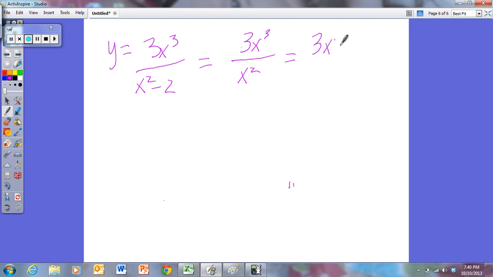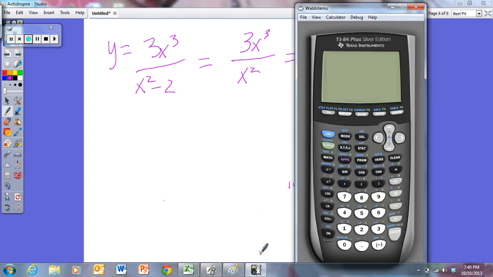And that's just a variation of the line y equals x. So the end behavior of this function is going to act exactly like the line y equals x. As x goes to infinity, y is going to go to infinity, and as x goes to negative infinity, y is going to go to negative infinity. Let me show you that on the graph.